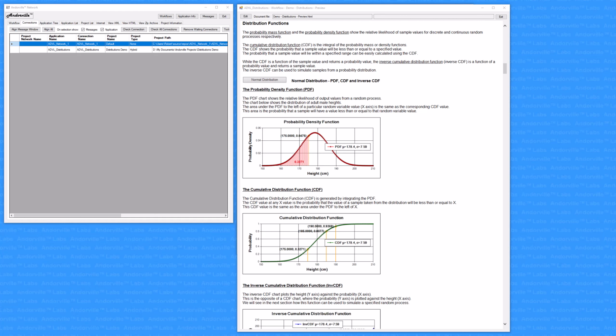While the CDF is a function of the sample value and returns a probability value, the inverse cumulative distribution function, or inverse CDF, is a function of a probability value and returns a sample value. The inverse CDF can be used to simulate samples from a probability distribution.